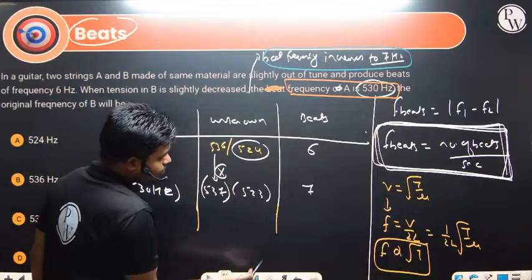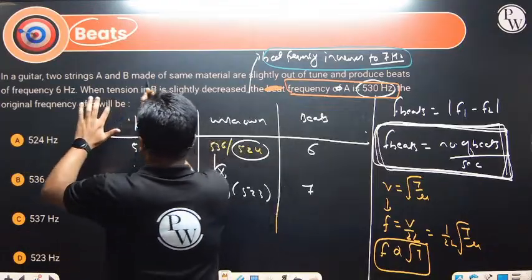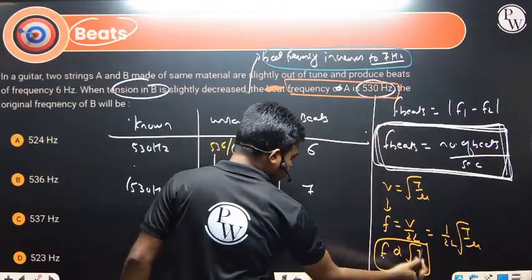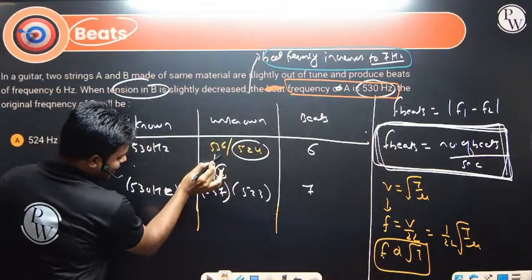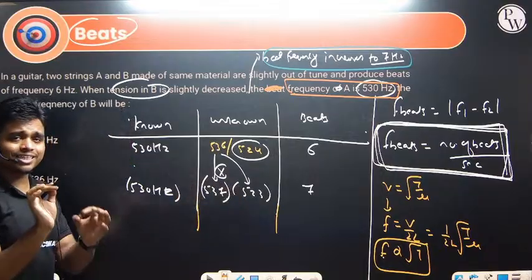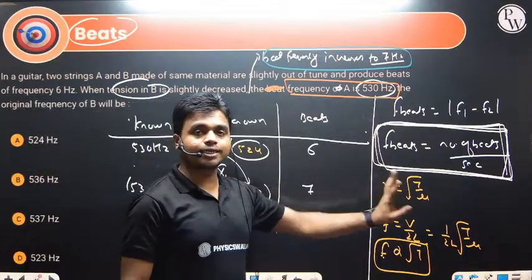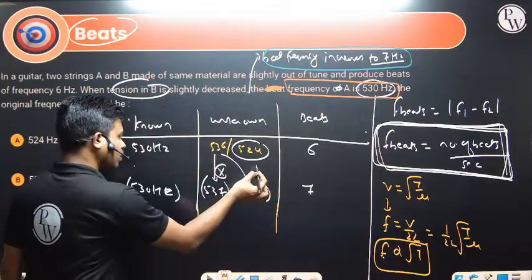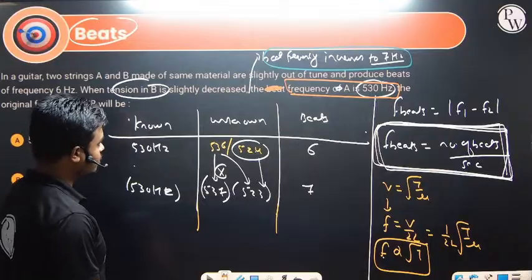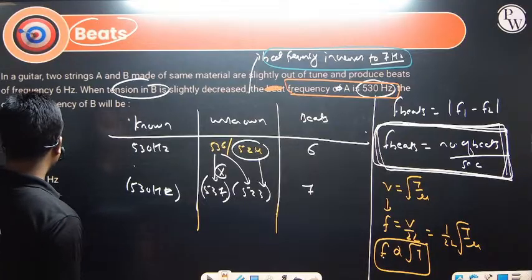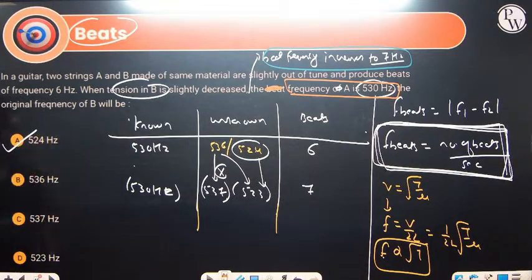Why should it decrease? Because the tension in B is slightly decreasing, so the frequency will also decrease. 536 to 537 is not possible. 536 to 523 is possible, but since the tension is only slightly decreasing, the frequency should decrease only slightly. So only one value works: 524 to 523, it will decrease. So the original frequency of B is 524, the answer is option A.